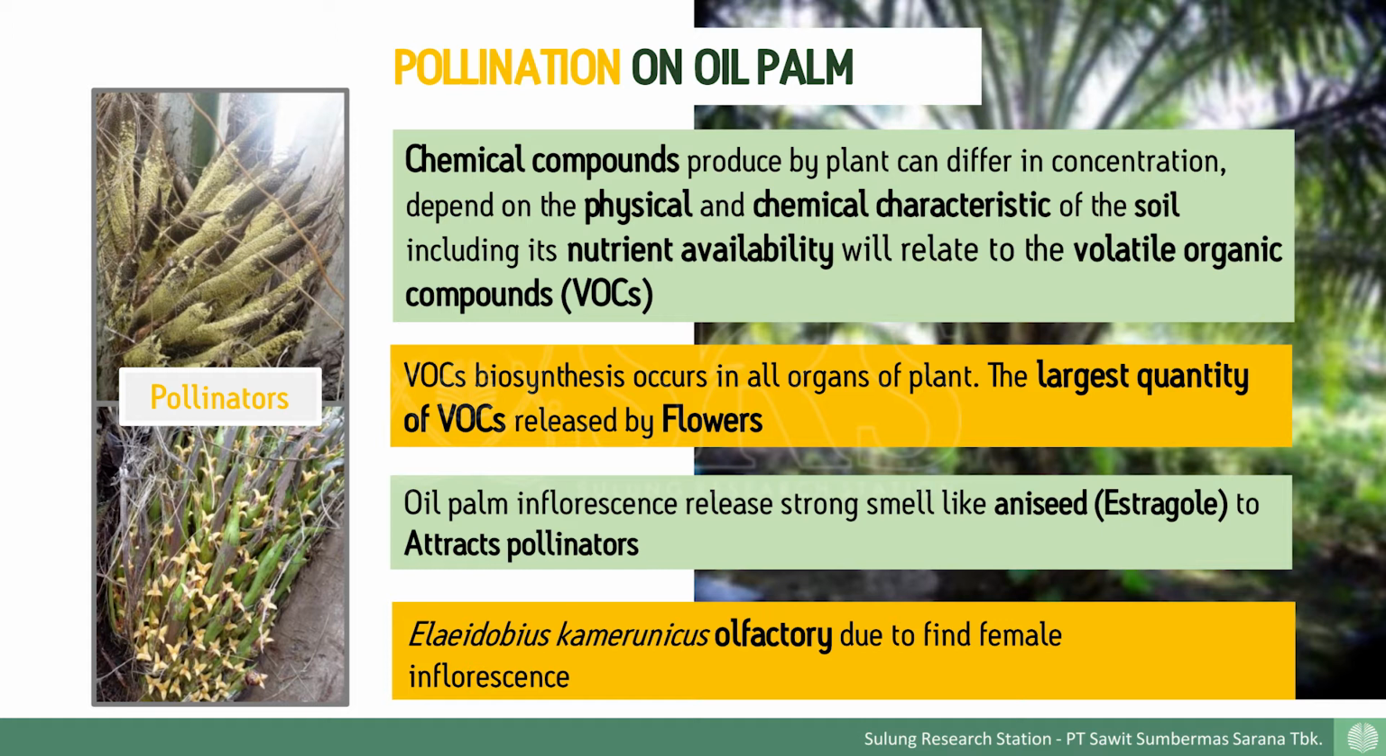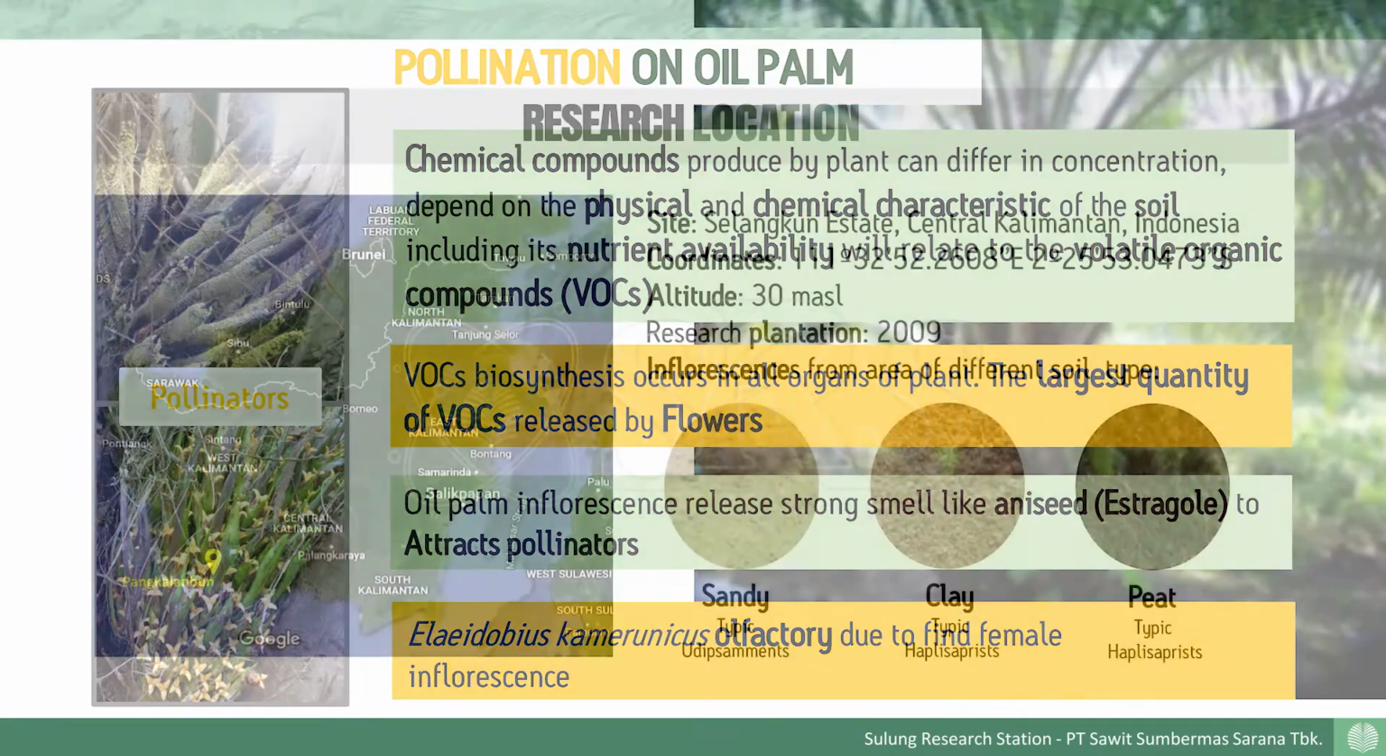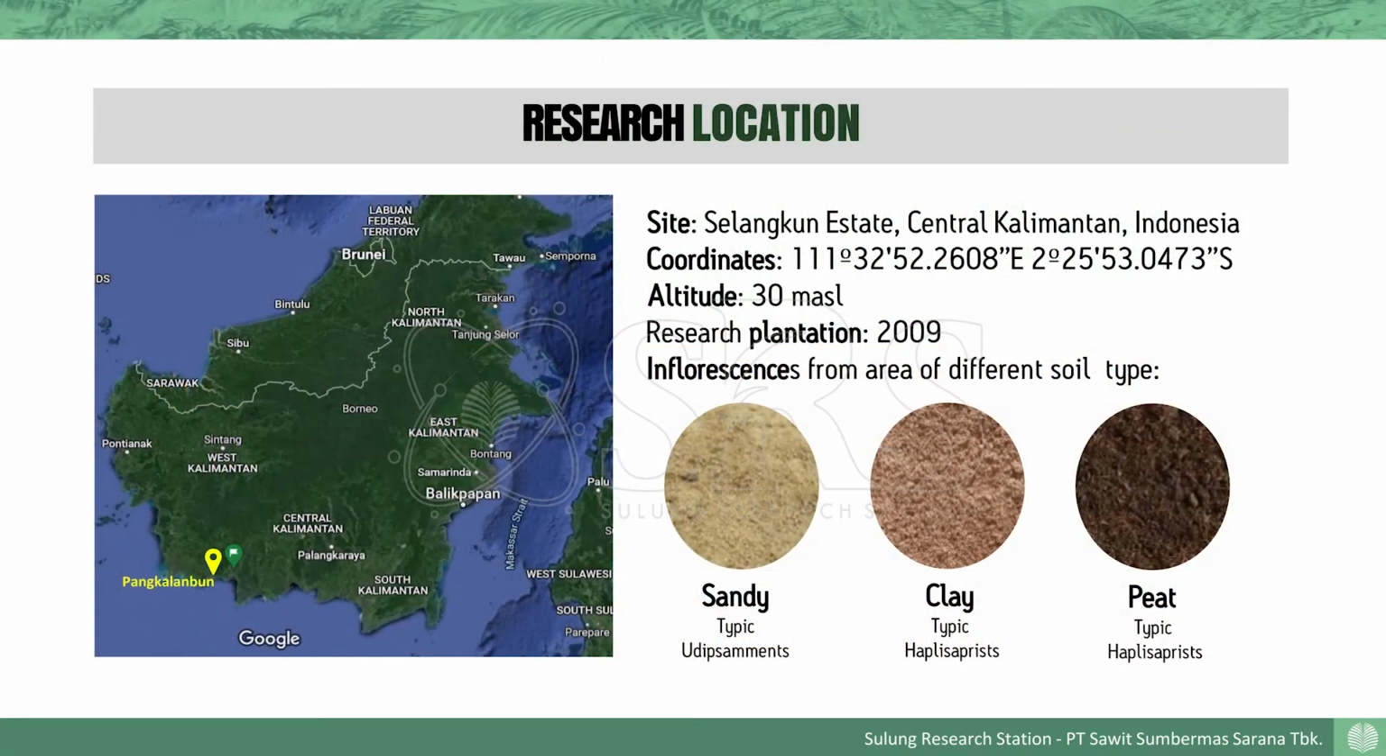The purpose of the research is to identify the relationship between the attraction of Elaeidobius to VOC of female inflorescence from various soil types to improve the pollination process of oil palm. The research was done in Sulung Estate, Central Kalimantan, by soil type, sandy, clay, and peat from plantation on 29.